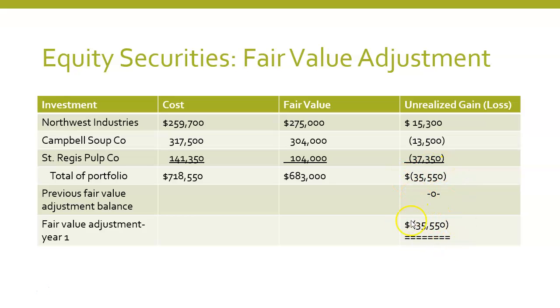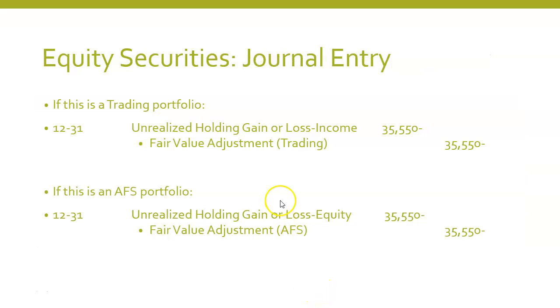In this case, we have an unrealized loss of $35,550. Since it's a loss, we're going to debit unrealized holding gain or loss, income, for the trading ones, of $35,550 and credit fair value adjustment trading $35,550. If this is an available for sale portfolio, we would debit unrealized holding gain or loss, equity, and credit fair value adjustment for available for sale securities.